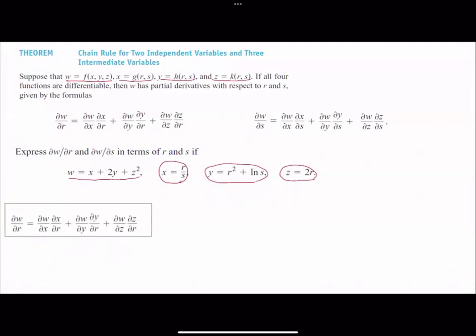The first formula is the partial derivative of W with respect to R, which is going to be 1 times 1 over S. Why 1? Because we are taking the derivative of X plus 2Y plus Z squared with respect to X. So Y and Z are fixed. The derivative of X with respect to X is 1. Then the derivative of X with respect to R is just 1 over S.